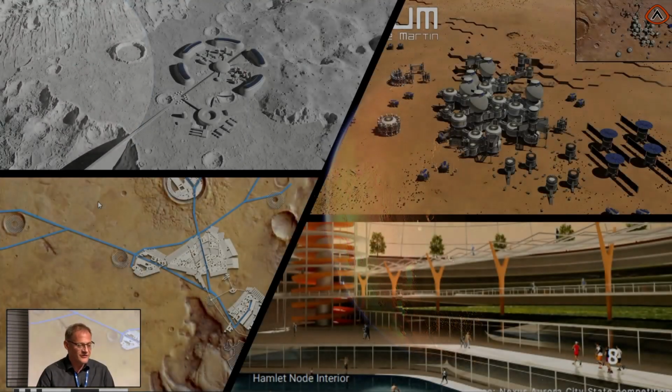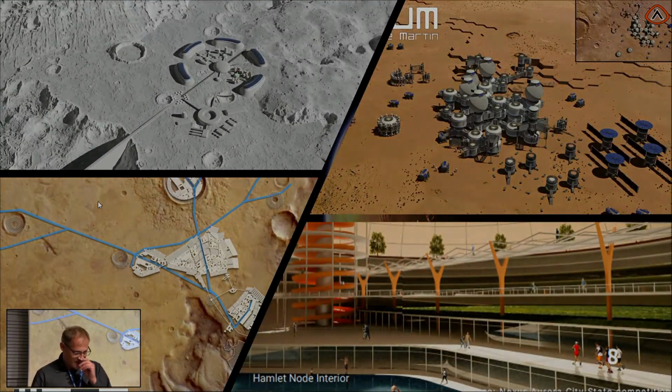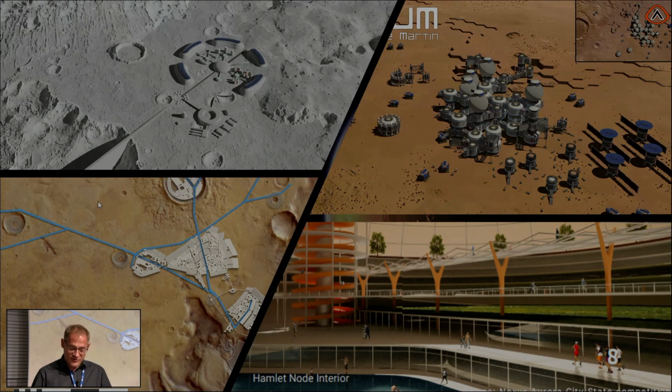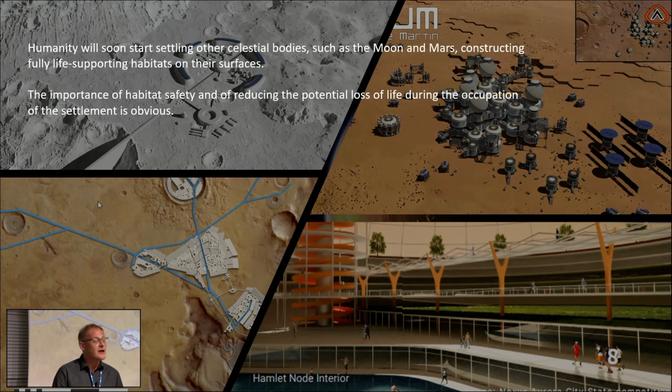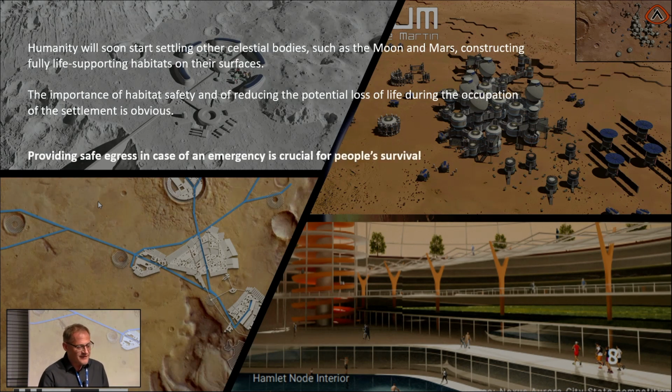Humanity will soon start settling the Moon and Mars, constructing fully life-supporting habitats on their surfaces. The importance of habitat safety and reducing the potential loss of life is obvious. Providing safe egress in case of emergency is crucial for people's survival.